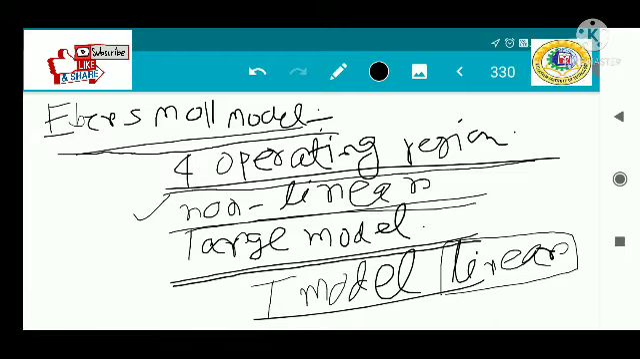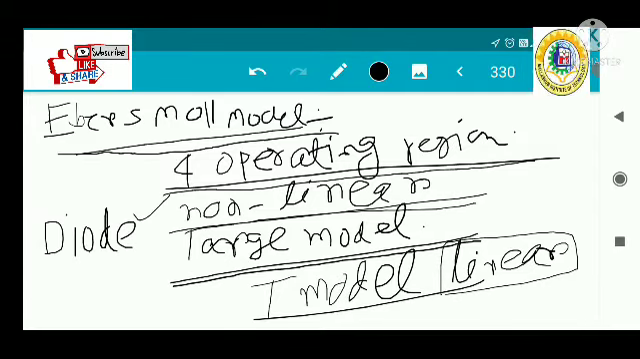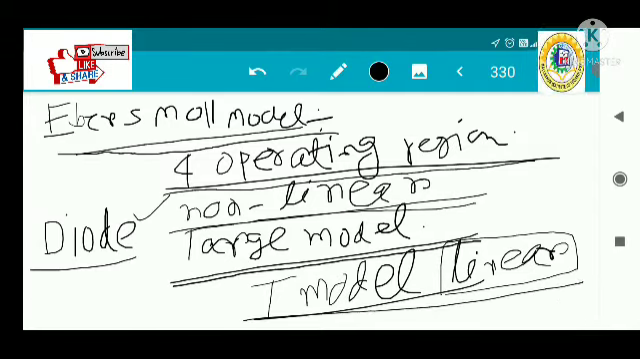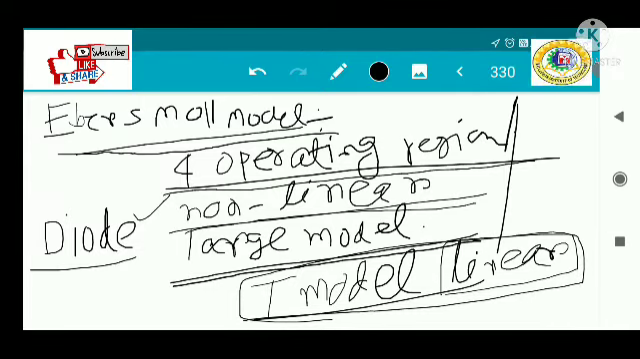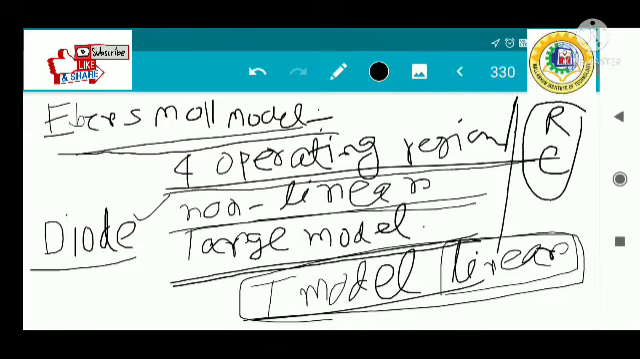That model is some sort of approximation. But always remember that as there are diodes in the Ebers-Moll model, it is called the nonlinear model. In the T model you will see only linear circuit elements, that is, passive elements such as resistances, capacitances and inductors. So from the next lecture onwards we will study this T model and analyze the circuit with its help. Thank you.